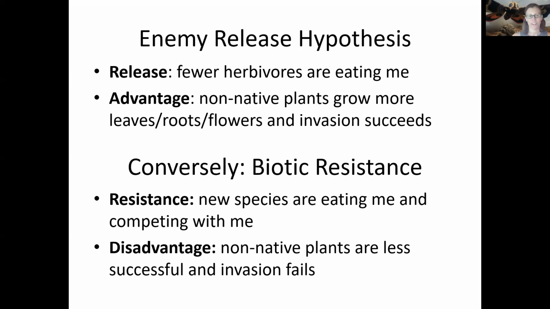So in invasion ecology and in much of ecology, there is often a hypothesis and a counter hypothesis. So for some species, your release might be a good thing because nothing in that non-native range wants to eat you. For other species, you may find yourself in really hazardous new territory with lots of species wanting to eat you.